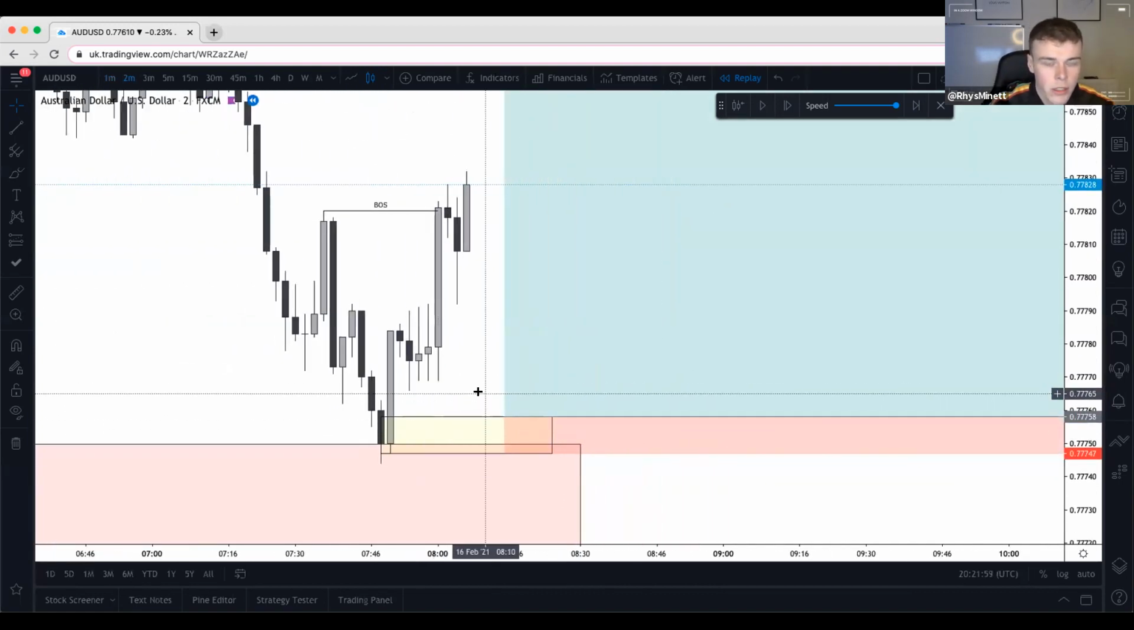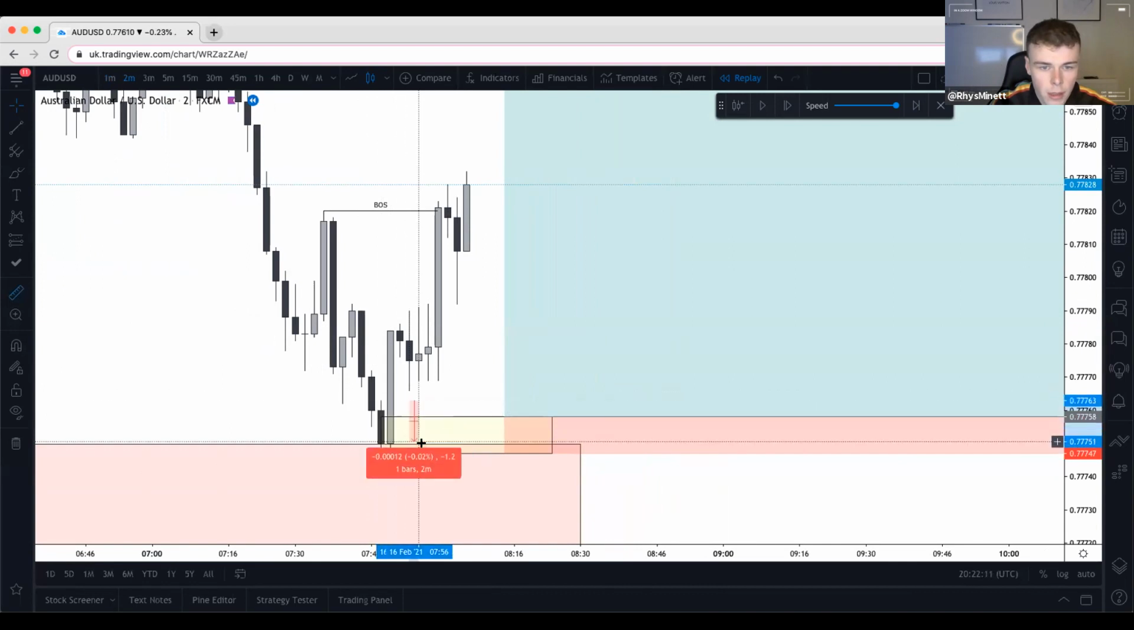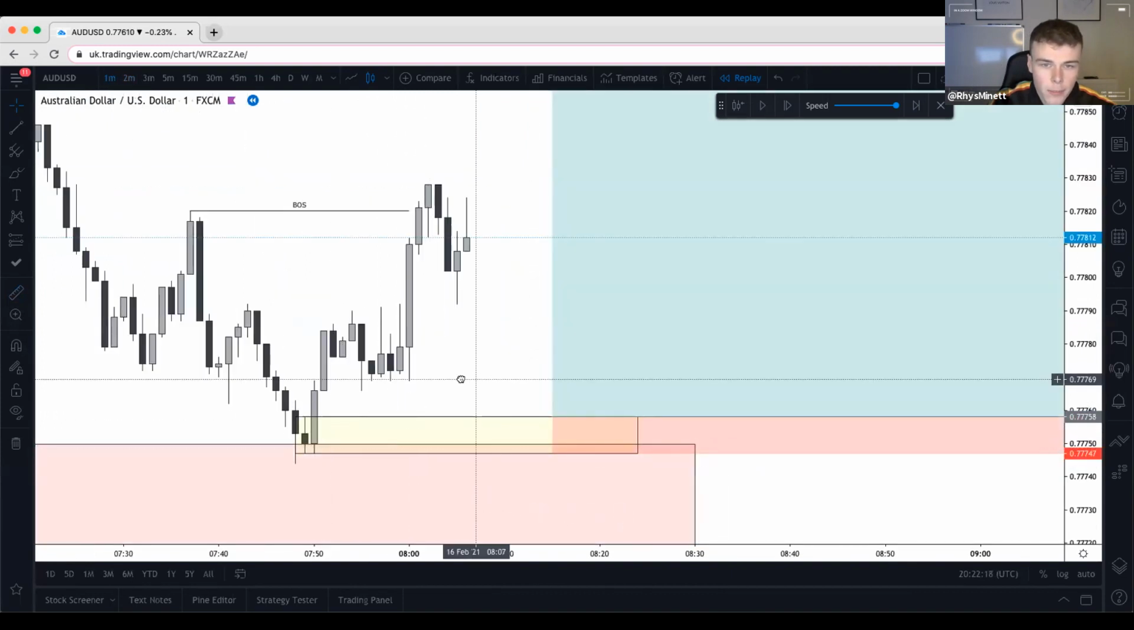Okay, so we're on the 2-minute time frame now. I can see this candle. We've got imbalance before it, so that's valid. That's a pretty valid trade to take. If we were to use that, that'd be a 1.6 pip stop loss. On the 1 minute, it's looking very, very clean.